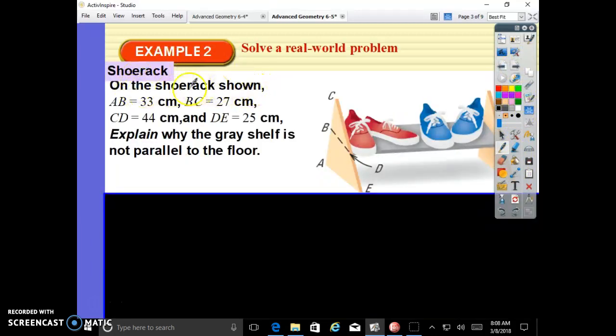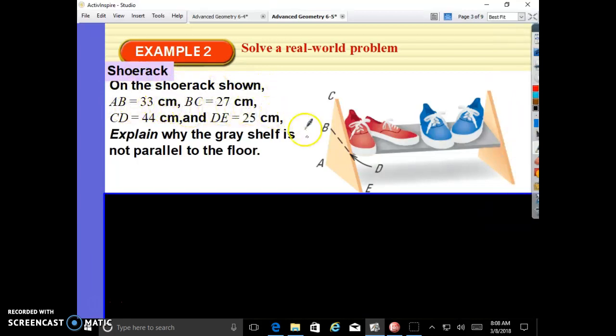So on the sheet rack shown, AB is 33. BC is 27. CD is 44. And DE is 25. Explain why the gray shelf is not parallel to the floor.